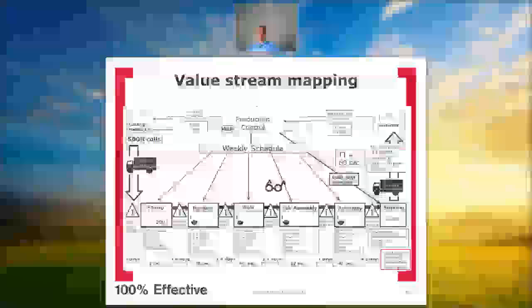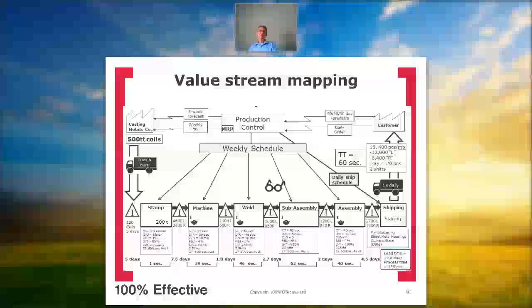Now, one of the tools we can use to help us focus on this non-value activity and to reduce the lead time is called value stream mapping. Value stream mapping is a large topic, and I can't possibly do it justice here, but what I can do is to discuss the conceptual side of value stream mapping.